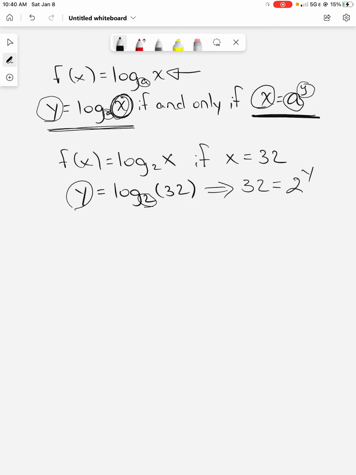Basically, what I'm trying to do is figure out which exponent I put on 2 would give me 32. And that answer is 2 to the 5th. You could just start multiplying 2 until you get to 32. So that means that y would equal 5. That's how you simplify a logarithmic function. We'll try one more.